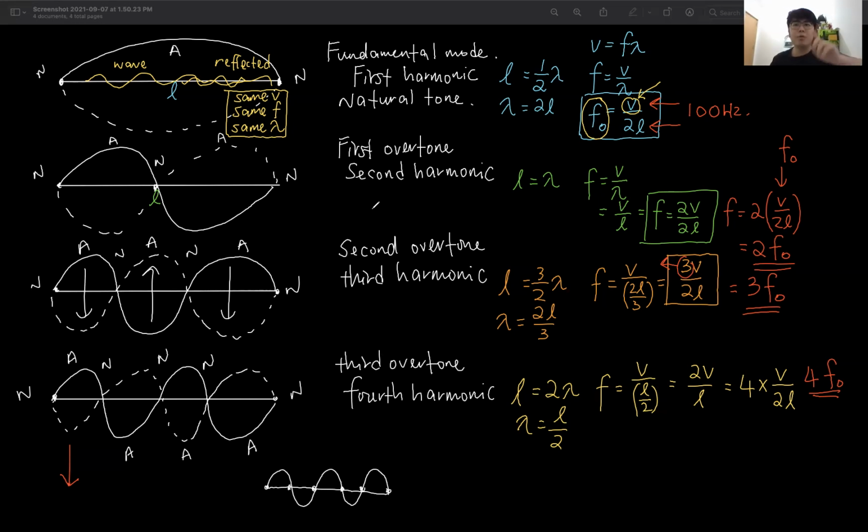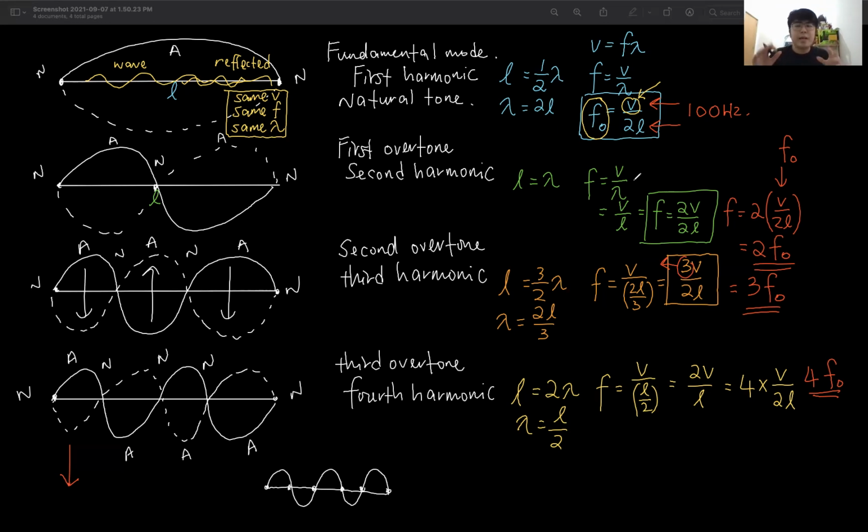The fundamental mode is always the loudest, meaning that the one that you hear the most is the frequency of the fundamental mode. But the first overtone, the second overtone, the third overtone is also there. You are hearing it. But the fundamental mode is the loudest. It has the highest amplitude.